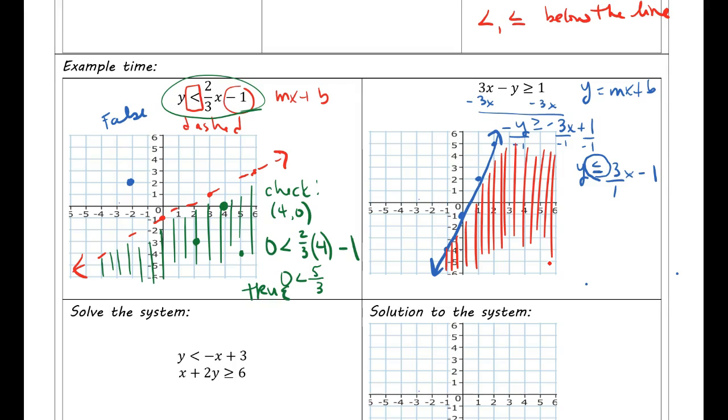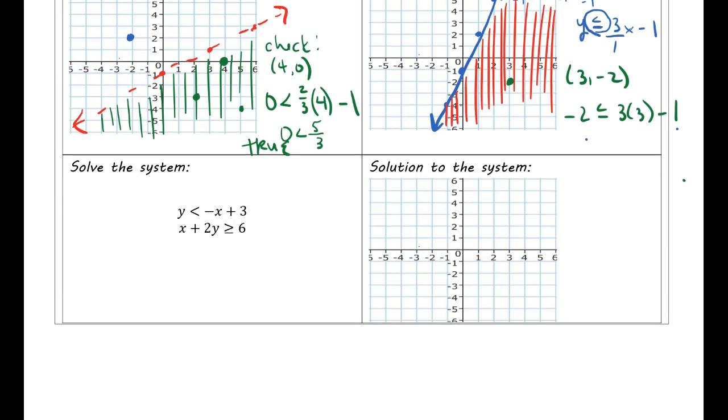So if you want to check an answer, pick any point here. Let me pick (3, -2). So I'm picking the point (3, -2). Let's plug it in here and see if it works, okay? So the -2 is the y, less than or equal to 3 times 3 minus 1. This better be a true statement, and that'll tell me that I shaded it correctly. So is -2 less than or equal to, what is that, 9 minus 1, 8? Yes, -2 is less than or equal to 8, so I know I shaded it correctly. All right, cool. So on to the next example.